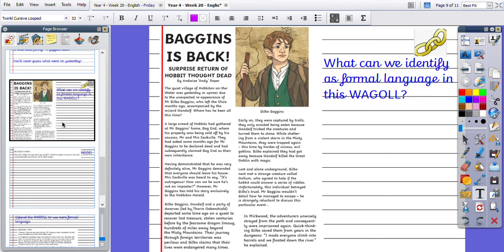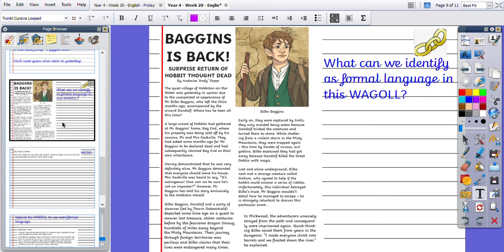Their journey through foreign territories was perilous, and Bilbo claimed that their lives were endangered many times. Early on, they were captured by trolls. They only avoided being eaten alive, because Gandalf tricked the creatures and turned them to stone. While sheltering from a violent storm in the Misty Mountains, they were trapped again, this time by hordes of vicious, evil goblins. Bilbo explained they had got away because Gandalf killed the great goblin with magic.